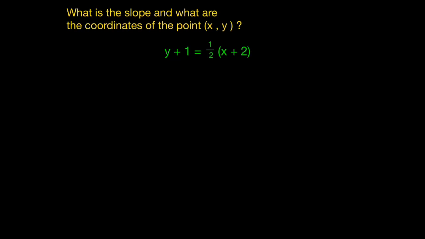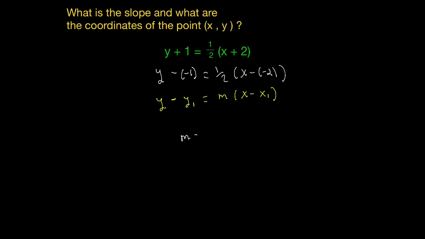We can do the same thing here. We can rewrite this as y minus negative 1 equals 1/2 times x minus negative 2. Now we have the general equation y minus y1 equals m times x minus x1, and now I'm going to match everything. y1 matches with negative 1, m matches with 1/2, and x1 matches with negative 2. So m is equal to 1/2, and my coordinate x1, y1 is equal to negative 2, negative 1. Alright, let's try one more problem.